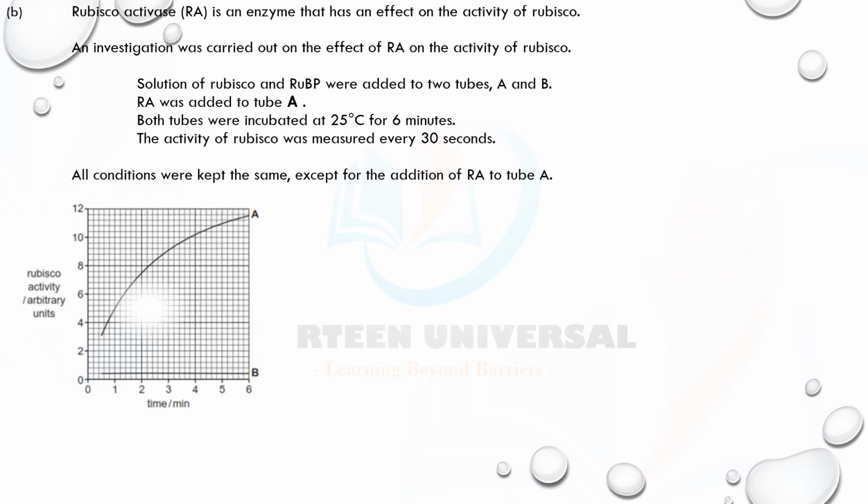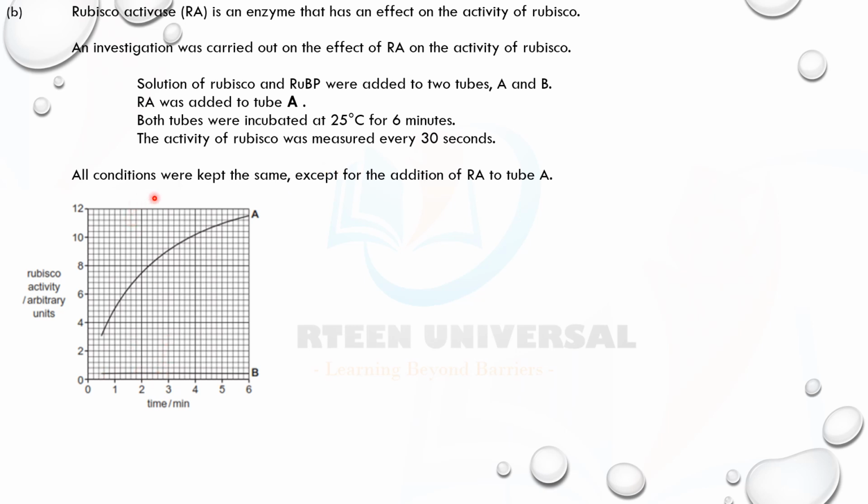All right, this is another question. Rubisco activase, RA, is an enzyme that has an effect on the activity of Rubisco. An investigation was carried out on the effect of Rubisco activase on the activity of Rubisco. Solutions of Rubisco and RuBP were added to two tubes, A and B. RA was added to tube A. Both tubes were incubated at 25 degrees Celsius for 6 minutes. The activity of Rubisco was measured every 30 seconds. You can see that.